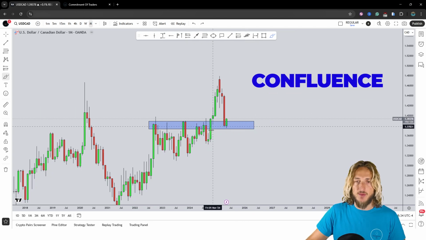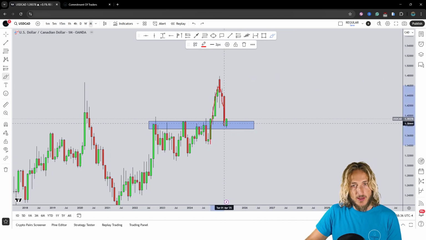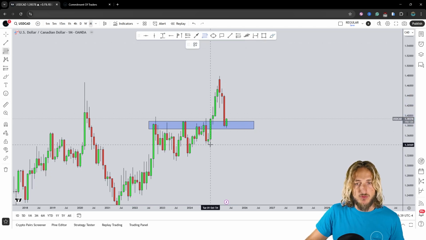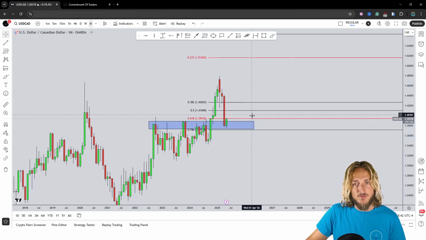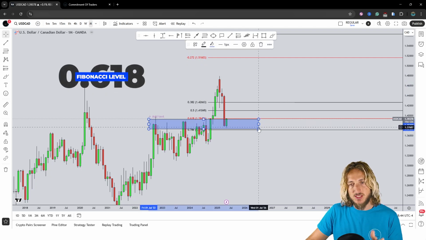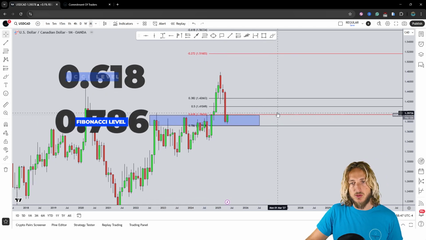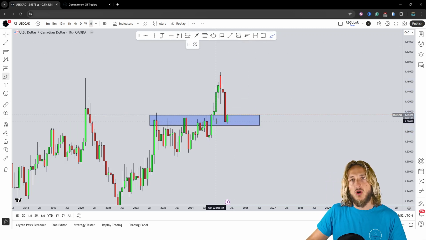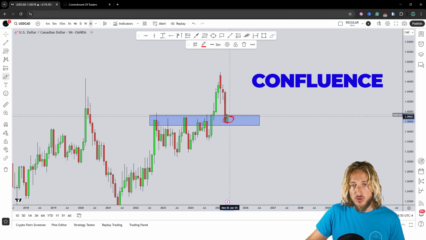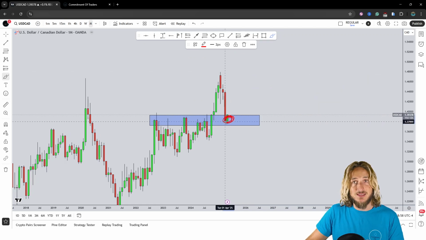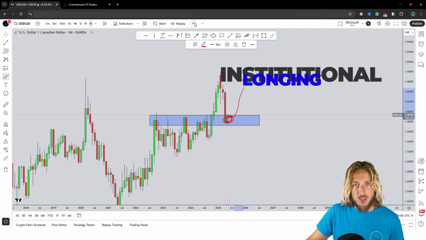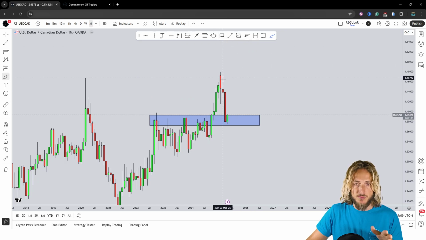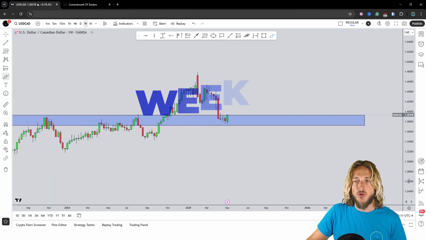confluence of support area. Because we had the impulse, now we're getting the correction, and if we want to measure the correction, we have to take our Fibonacci from the low to the high of the impulse level, which shows us how we have the 0.618 and 0.786 retracements lining up exactly in this area of structure, which makes it a confluence of support zone because we have multiple layers of structure lining up in the same level of price, which increases the probabilities of seeing even more institutional longing inside of the zone, further increasing the probabilities of a potential move higher. Let's keep all of this in mind and drop it down on the weekly time frame.